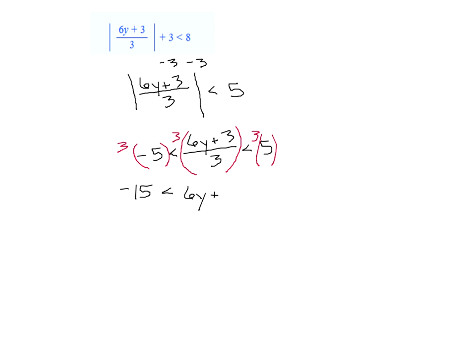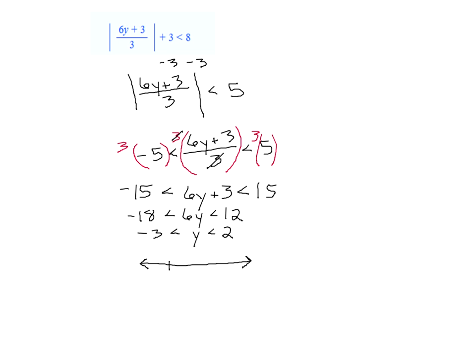So I'll have -15 is less than 6y plus 3, because the 3's canceled out, is less than 15. And now you're kind of home free here. You need to subtract 3 from everywhere, all 3 parts. And then divide everything by 6. And there is your algebraic notation.